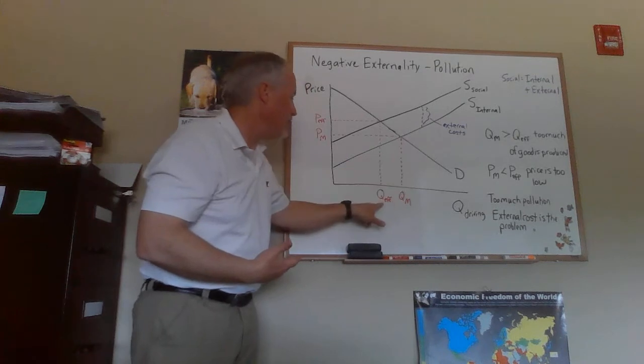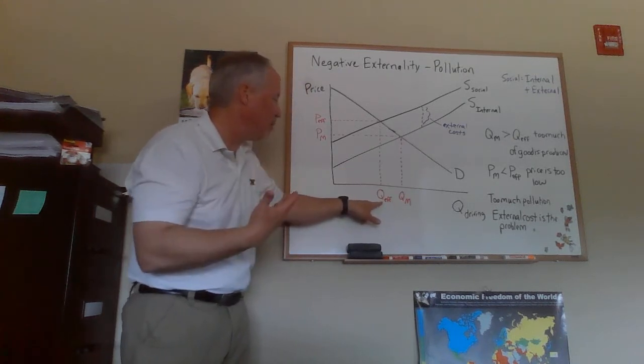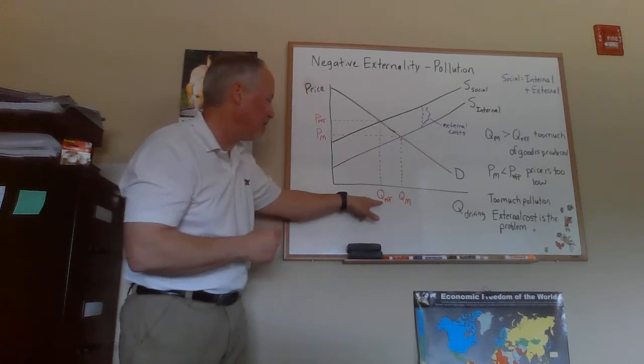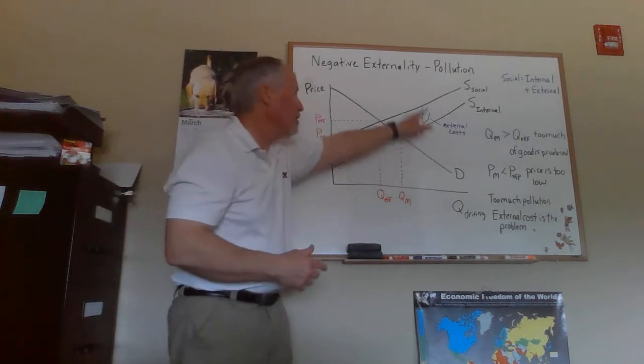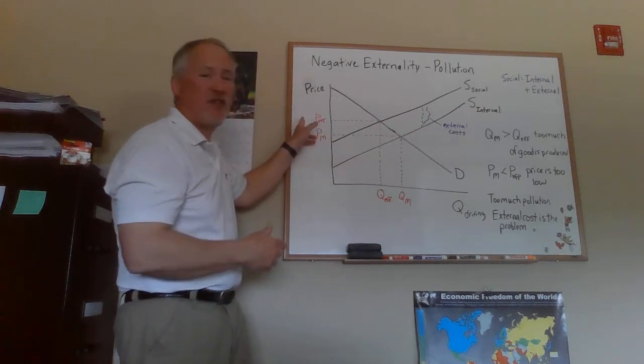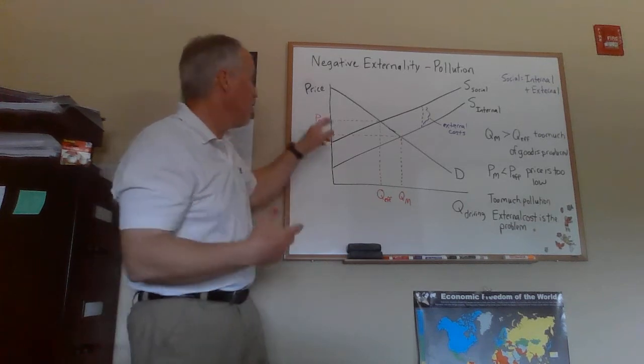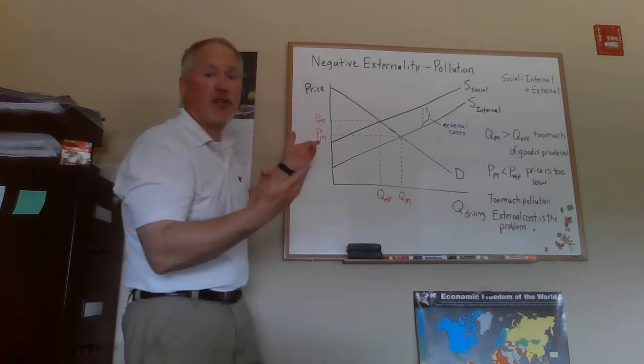Another way of thinking is, I drew here the price that we would need to have if we were going to have an equilibrium at the efficient quantity. So that is the intersection of the demand curve and the social supply curve. That would be, in effect, the price we would need to have. But that price, we see, is greater than the market price.